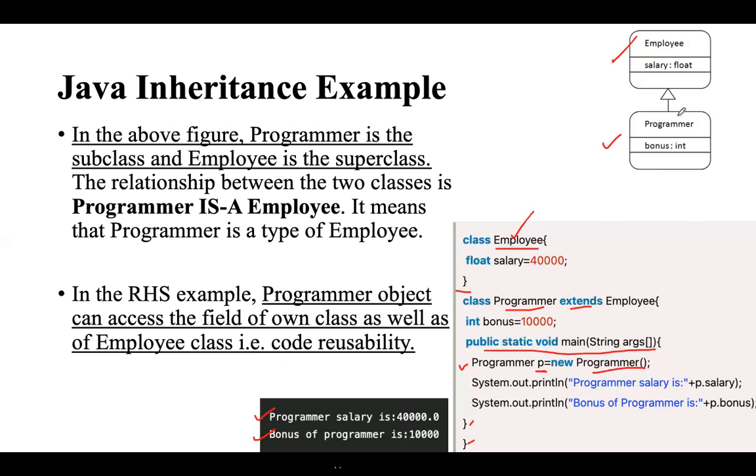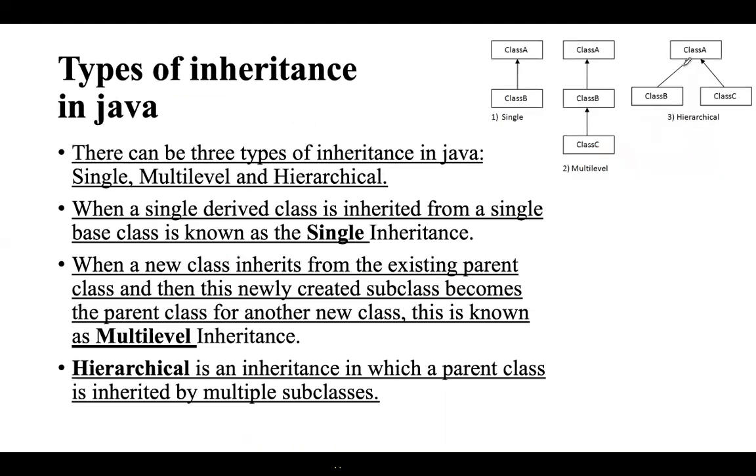Here we talked on some previous slide that we can represent this inheritance with an "is a" relationship. So between these two classes, you can use this phrase: a programmer is an employee. This is just an example.